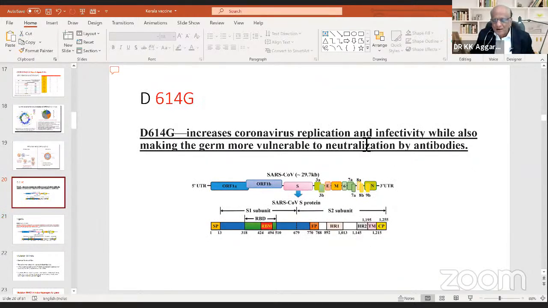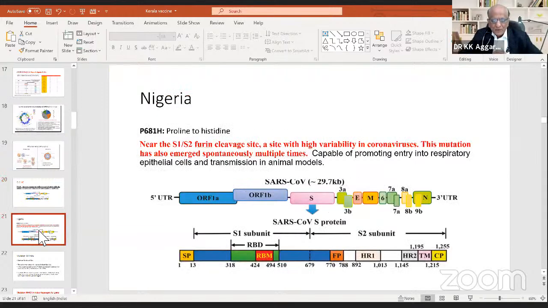614G increases coronavirus replication and infectivity, but it was also making the virus more vulnerable to neutralization by antibodies, which the virus doesn't want. Why did 614G want to mutate? Because it was getting neutralized by the antibodies. So 614G cannot stay, it has to mutate. And that is what is occurring now. So in the Nigeria model, the virus mutated and came to know that we can have an association with 681. The virus identified that if we make an association of viruses together, we will include 681.